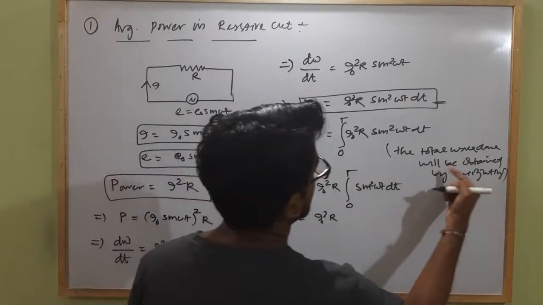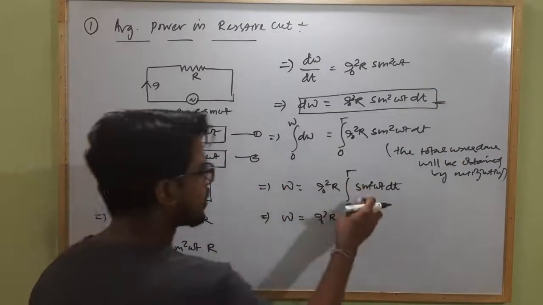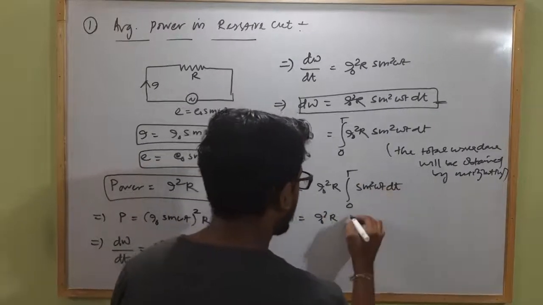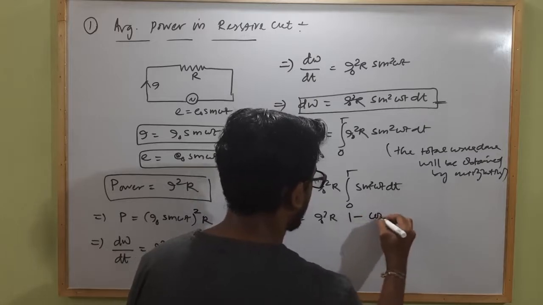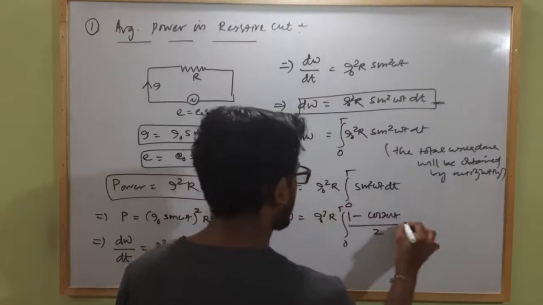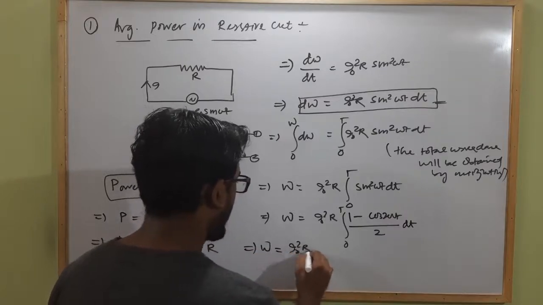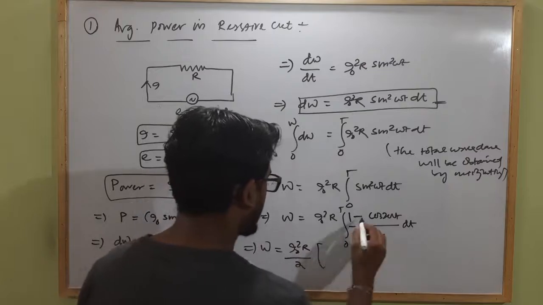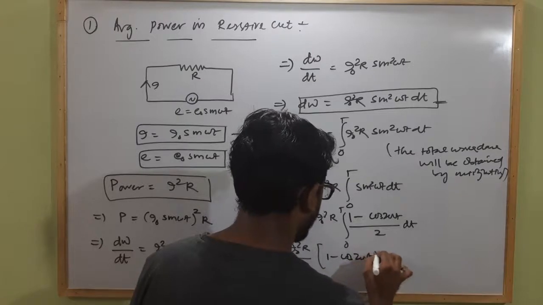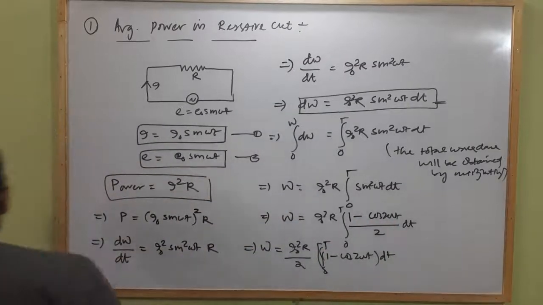So the total work done will be obtained by integrating this equation over the complete time to find the average power, that is from 0 to T. So it will be I naught square into R into sin square omega t, which can be replaced by (1 minus cos 2 omega t) divided by 2, integrated from 0 to T with respect to t. So the work done will be I naught square R divided by 2 into the integration of (1 minus cos 2 omega t) dt, with limits from 0 to capital T. Clear? Now we can integrate this.